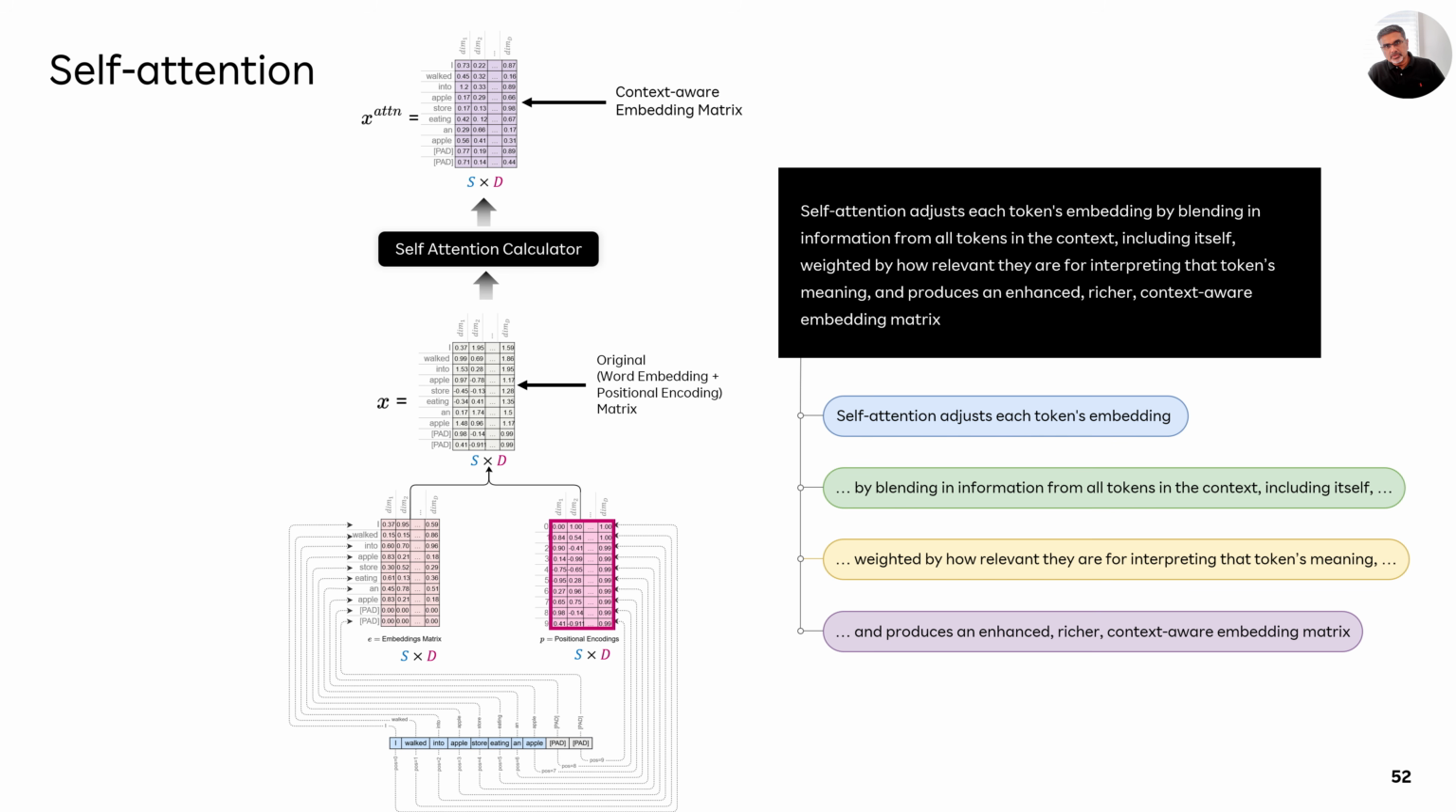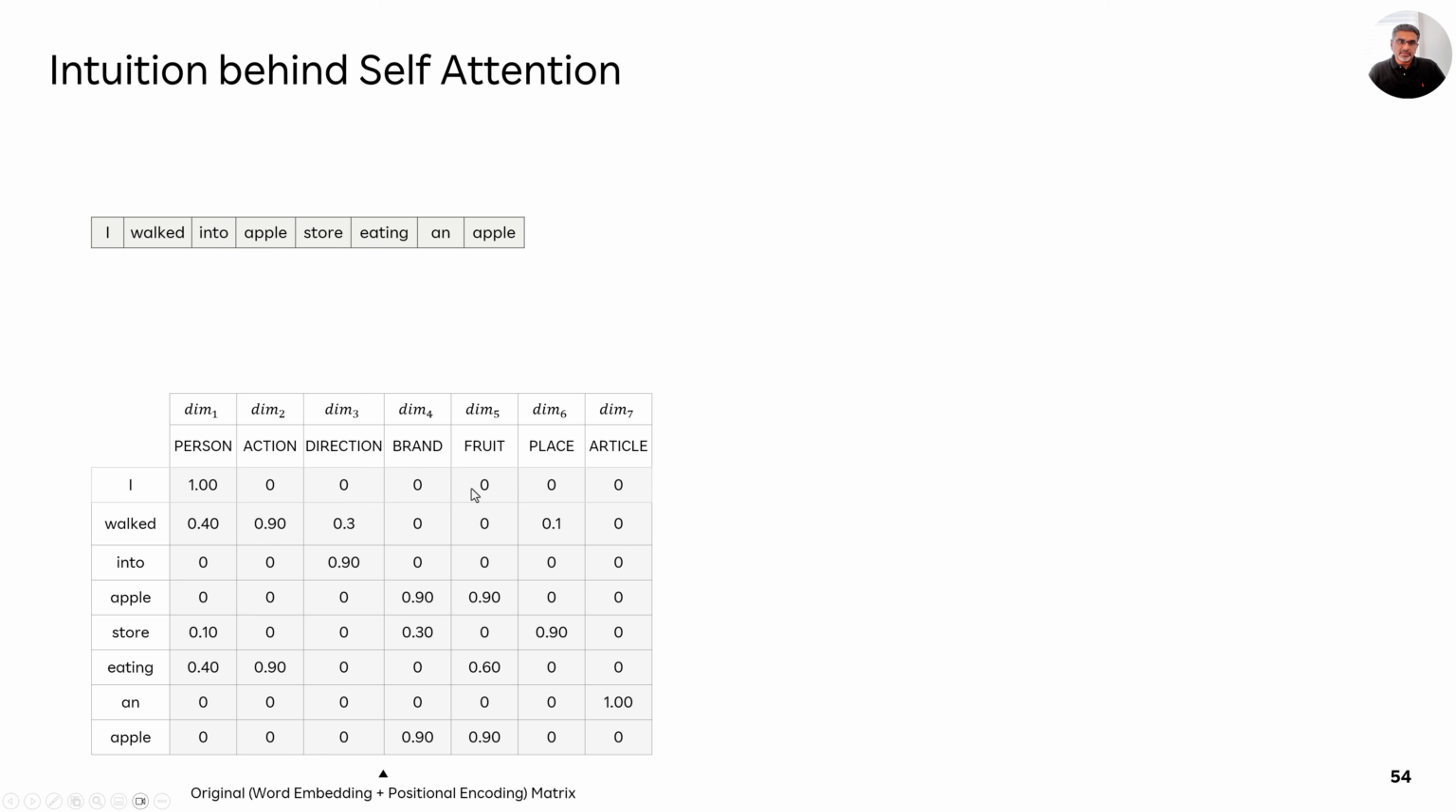So this is the original and this is the context-aware embedding. Now the goal is what? The goal is you take this original. Again, I'm just showing some random numbers here. This is not how the actual embeddings might look. But let's say when you add up the original word embedding and positional encoding, this is how it looks. I walked into Apple Store eating an apple, and there are 7 dimensions and 8 words, right? So 8 cross 7 is the size of this matrix.